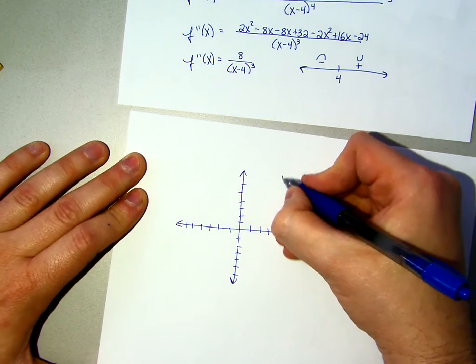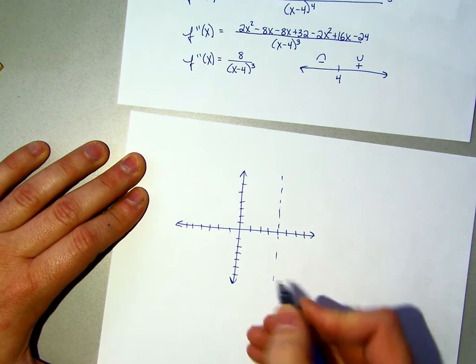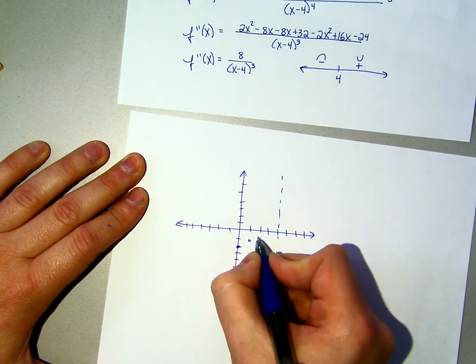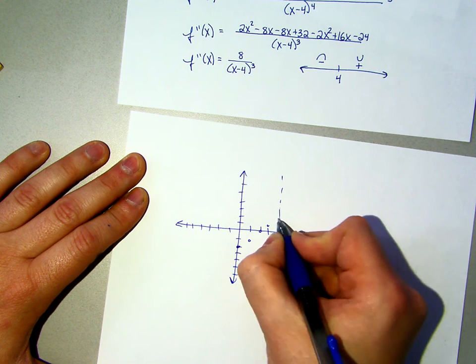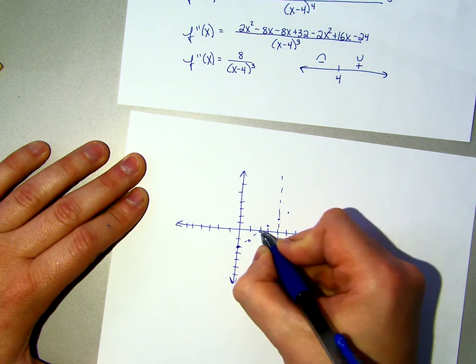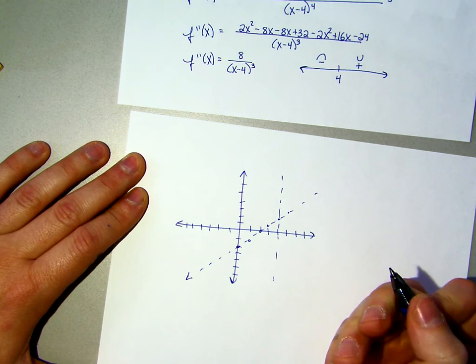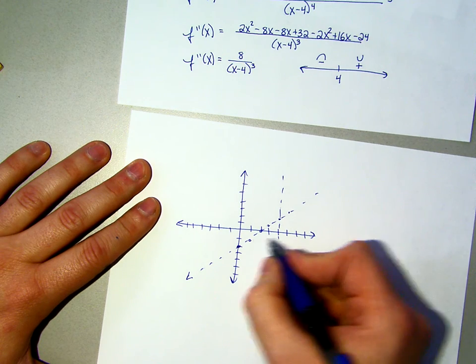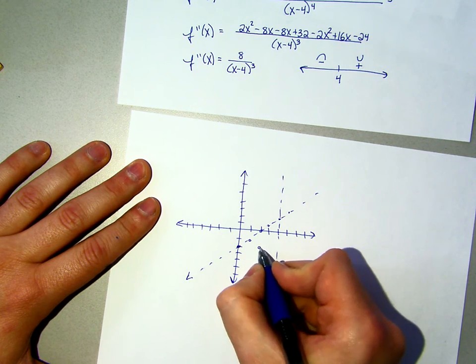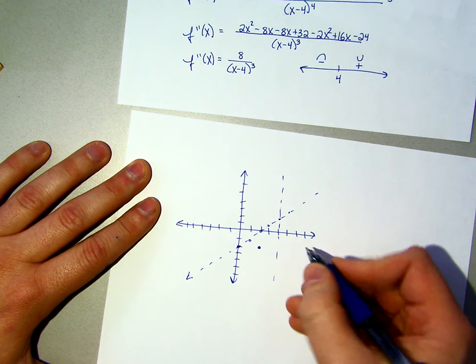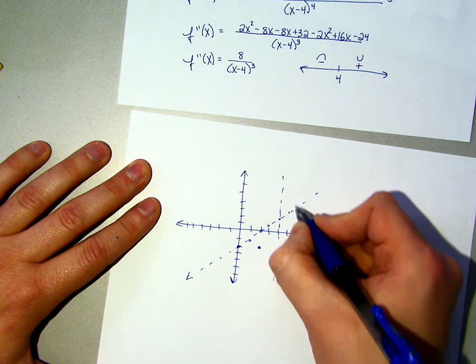Okay, vertical asymptote x equals 4. Slant asymptote, if you want to hang around and finish the graph, you're welcome to do that. I'm going to keep going. I've got a slant asymptote like that. I've got a max at 2, negative 2. I've got a min at 6, 6.